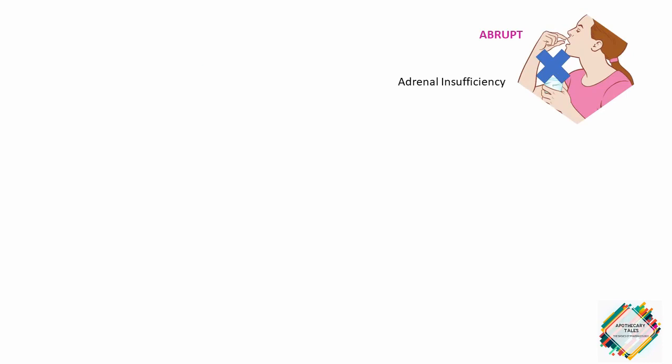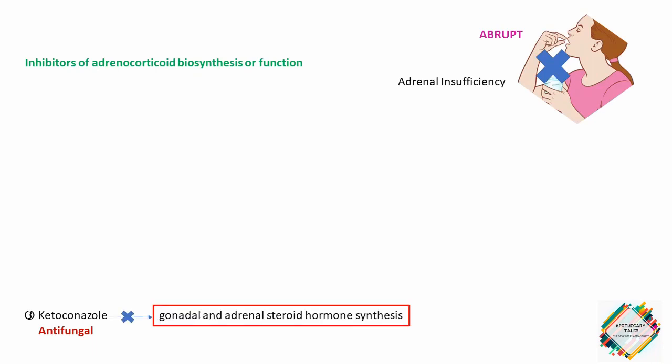Now we're going to talk about the inhibitors of the adrenocorticoid biosynthesis or function. So several substances have proven to be useful as inhibitors of the synthesis or function of adrenal steroids. They are Ketoconazole, Spironolactone, and Eplerenone. So first, Ketoconazole is an antifungal agent that strongly inhibits all the gonadal and adrenal steroid hormone synthesis. It is used in the treatment of patients with Cushing syndrome.